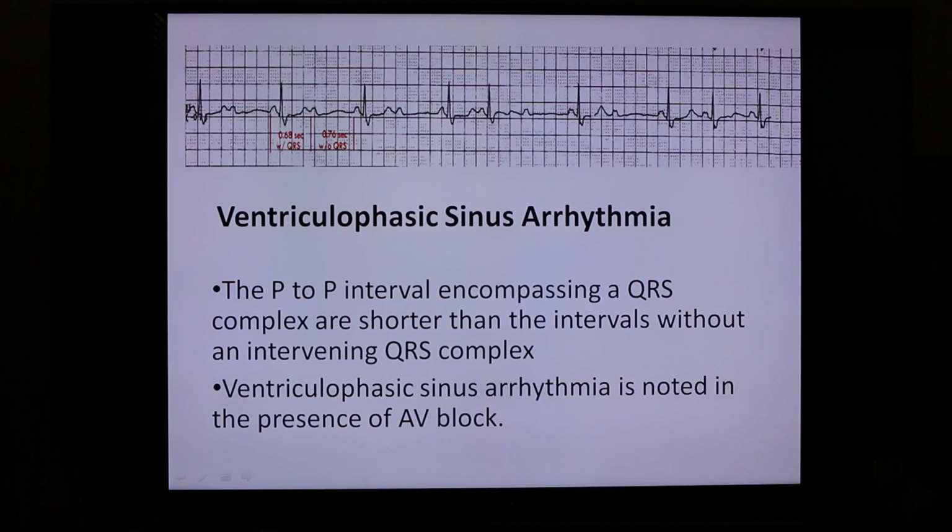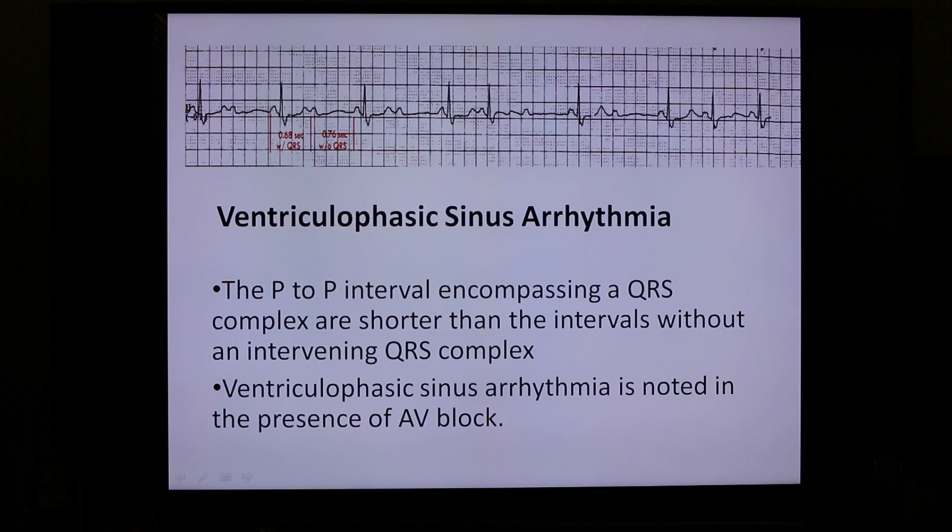For ventriculophasic sinus arrhythmia, the P to P intervals encompassing a QRS complex are shorter than the intervals without an intervening QRS complex. Ventriculophasic sinus arrhythmia is noted in the presence of AV block.